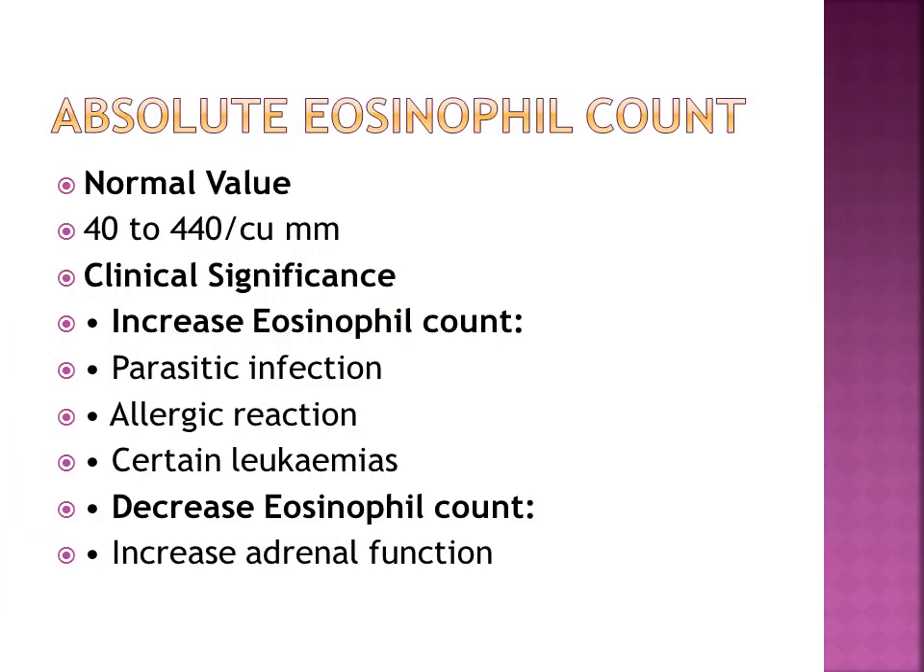Absolute eosinophil count, so they are eosinophils total in count present in blood per microliter. So normally they are 40 to 450 per cubic millimeter. Clinically, if they are increased, they are seen in parasitic infection, allergic reaction, and some leukemias. And decreased eosinophil count is seen in increased adrenal function.